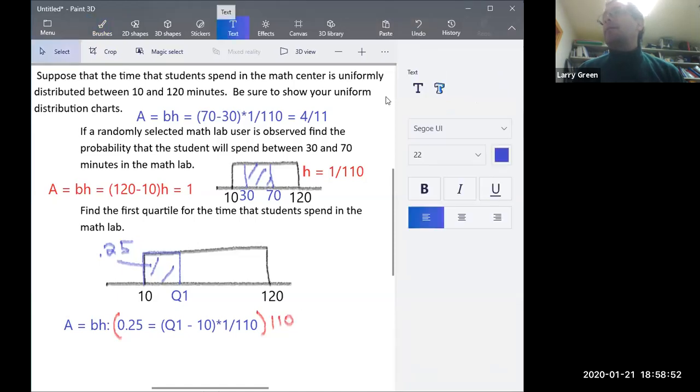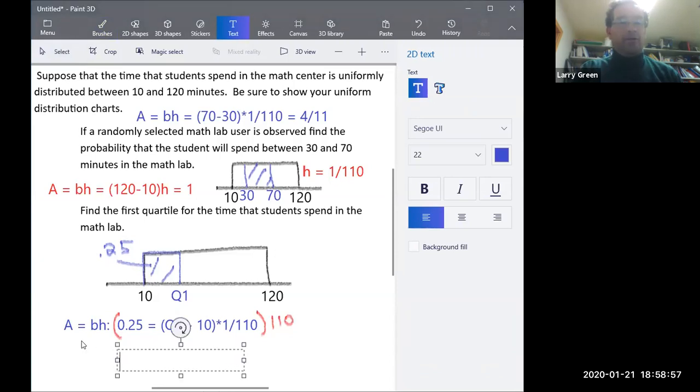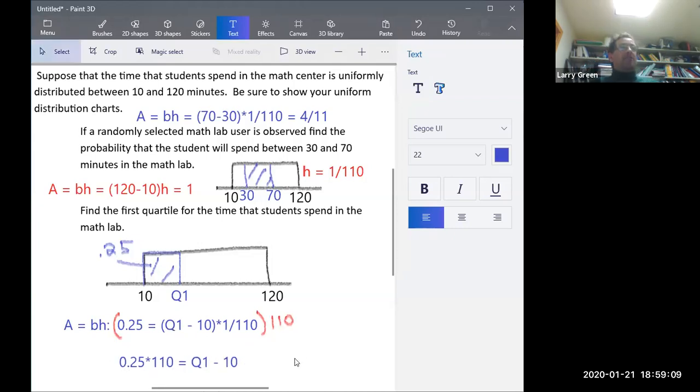And what I get is 0.25 times 110 is equal to Q1 minus 10. Any questions on it? All right, I want Q1 by itself. What's the last step? Yep, add 10 to both sides, and you get Q1.